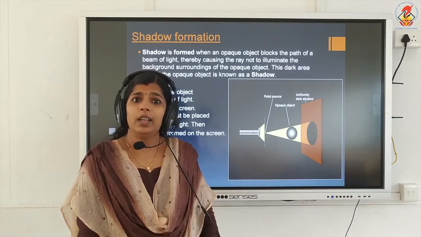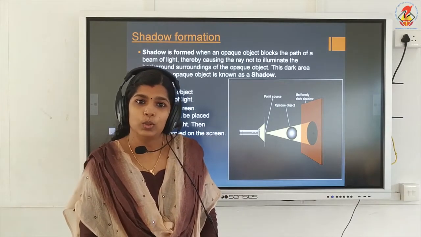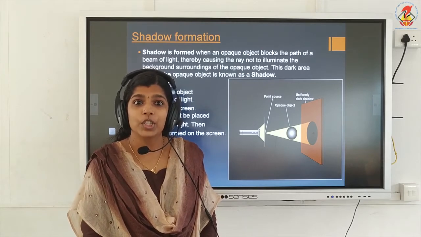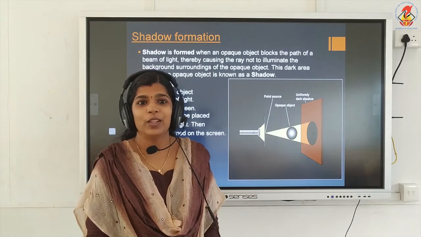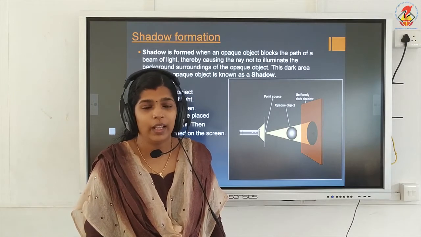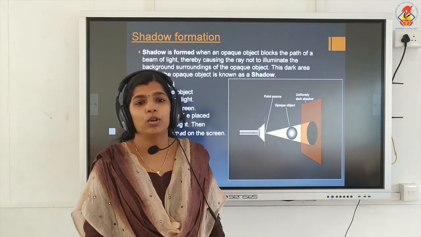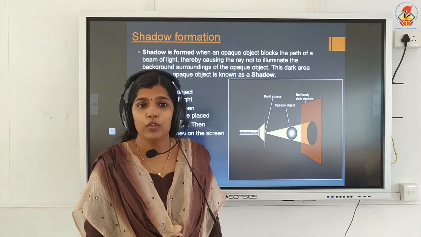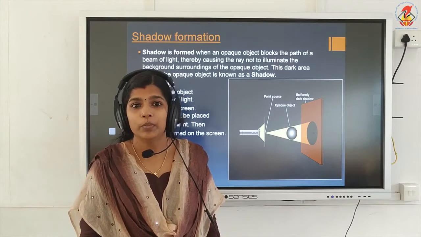Now, can transparent objects form shadow? No. Transparent object will not form shadow, as light will pass through it. The light will not be blocked by the object. The light will pass through transparent objects. So, transparent objects will not form shadow. Only opaque objects will form shadow.